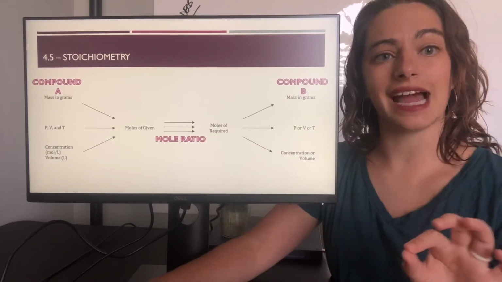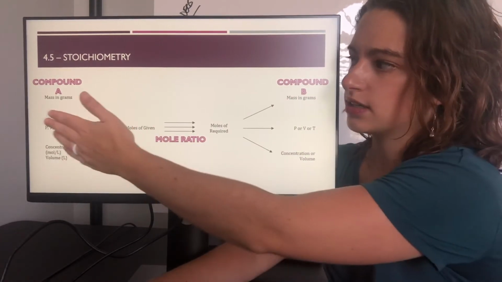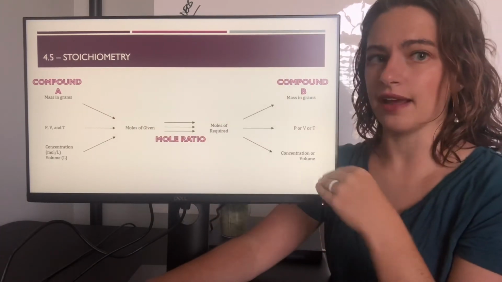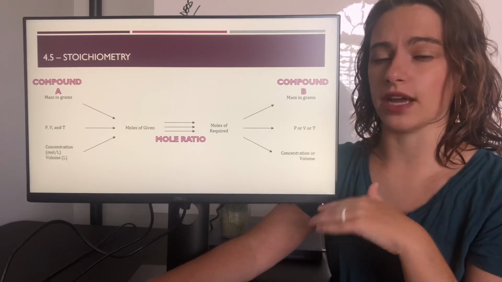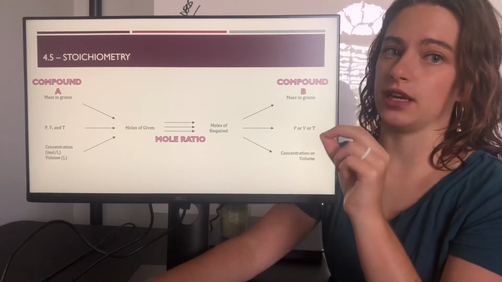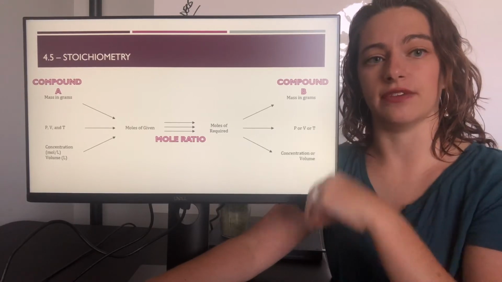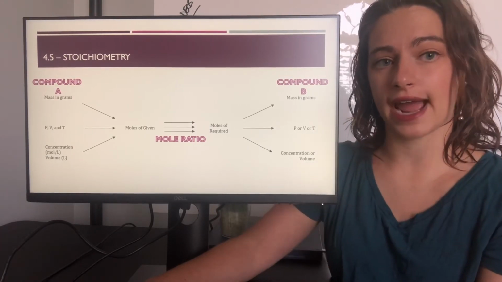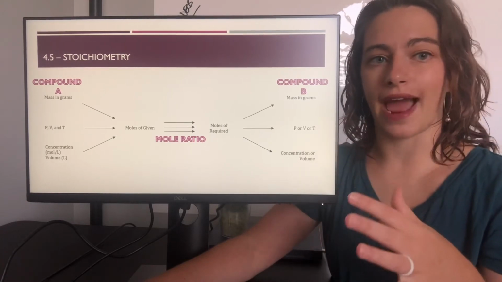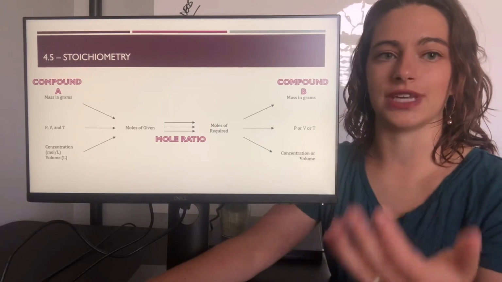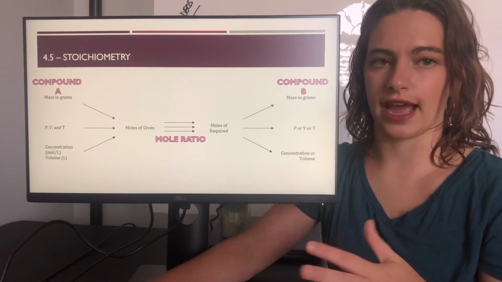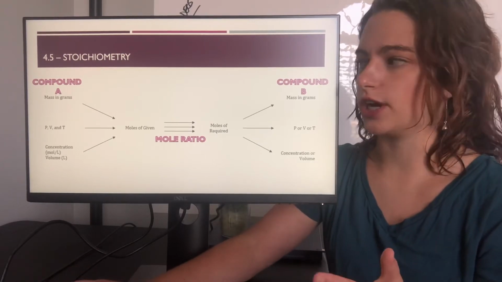Now, a side comment: just because it looks kind of like a chemical reaction equation, the movement from left to right isn't necessarily always a reactant to a product. It could be between two reactants. It could be between two products. You could be given information about a product and asked about a reactant, or given information about a reactant and asked about a product. That's why I used A and B, because it's just two different compounds. No matter what, you can always use that mole ratio.